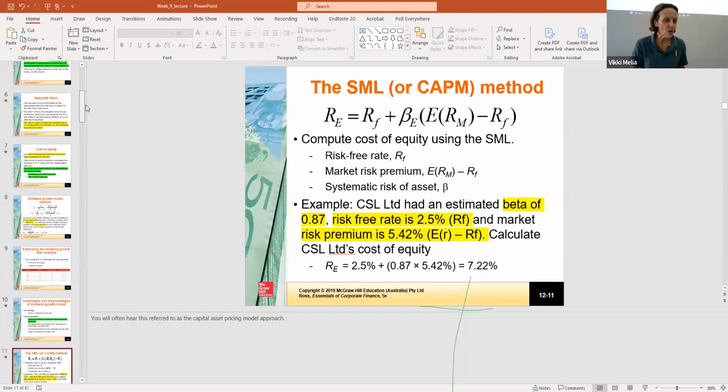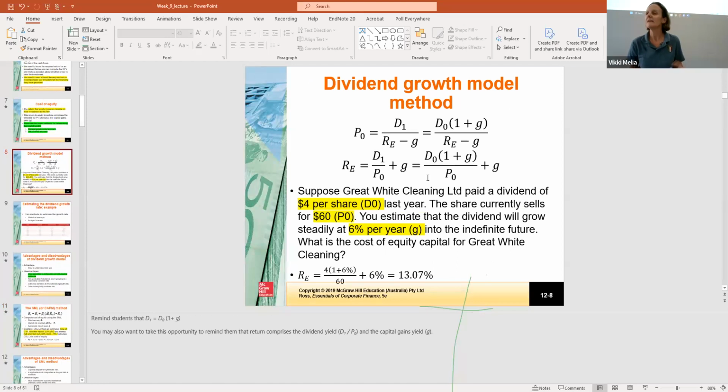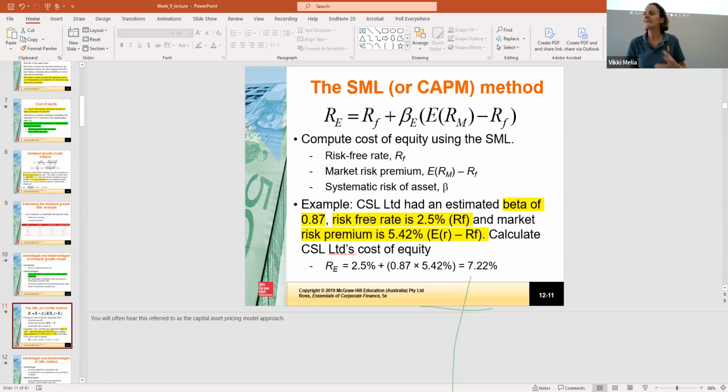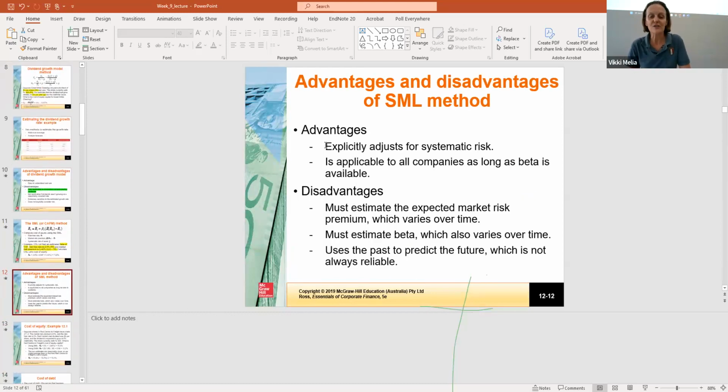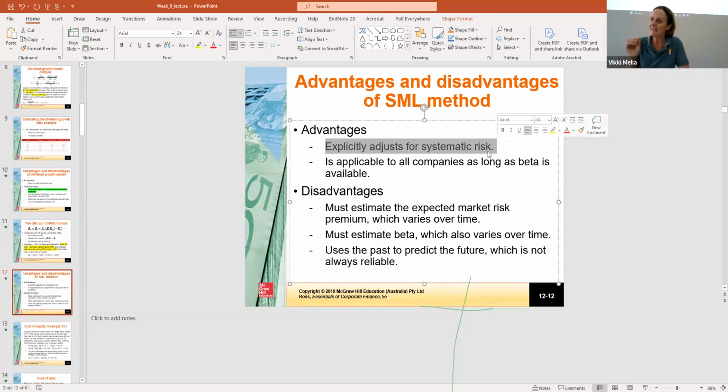In that dividend growth model that we looked at here, there's no way of incorporating risk. We haven't taken risk into consideration specifically anywhere. So the good thing about this is we can explicitly consider the risk through beta, the measure of systematic risk. So in terms of the advantages, we like it because it adjusts for risk. It takes risk into consideration.